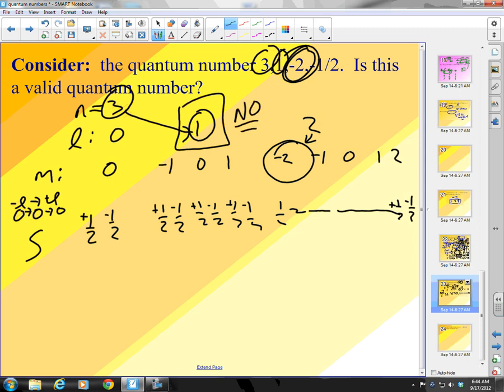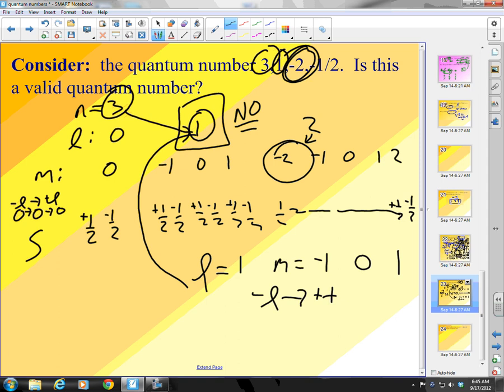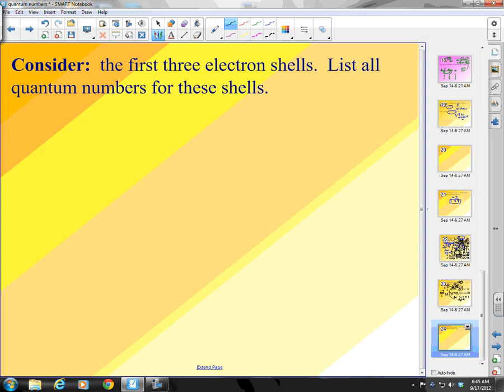I can only have what? For L equals 1, I can only have M equal negative 1, 0, and 1. Remember? Negative L to positive L, including 0. So I do not have a negative 2. That means this is not a valid quantum number. End of game.